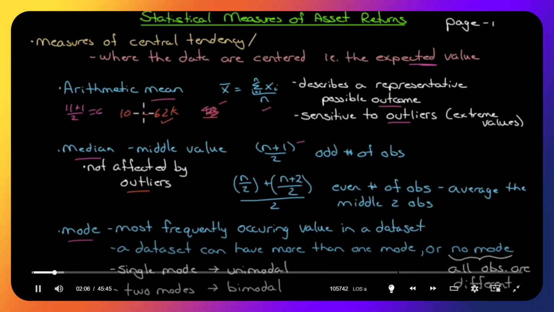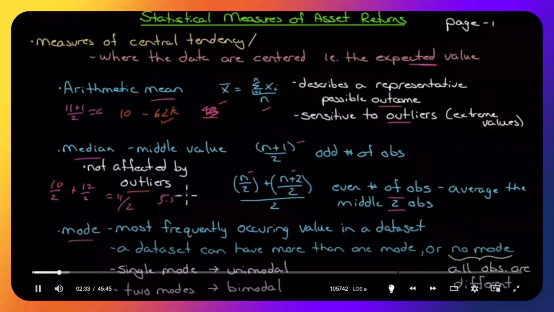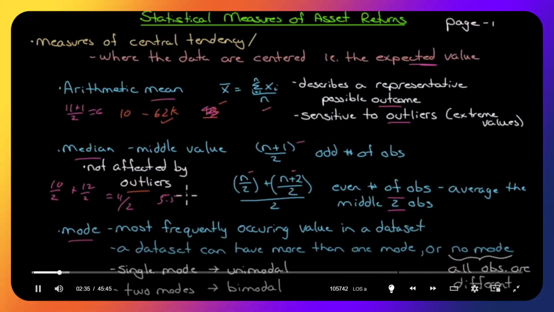If the billionaire wasn't in the room and we only had 10 people, if you have an even number of observations, it's the average of the middle two. So it would be n over 2 plus n plus 2 over 2. Again, with 10, you'd have 10 over 2 plus 12 over 2, which is 5 plus 6, which is 11. You divide it by 2, you get 5.5. So in other words, you take the fifth one and the sixth one, and you take the average of them. That would be the middle of 10 observations.